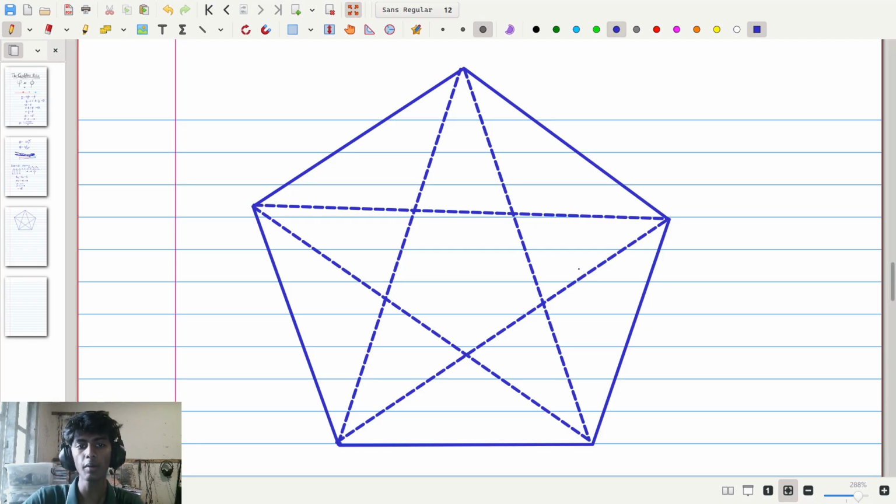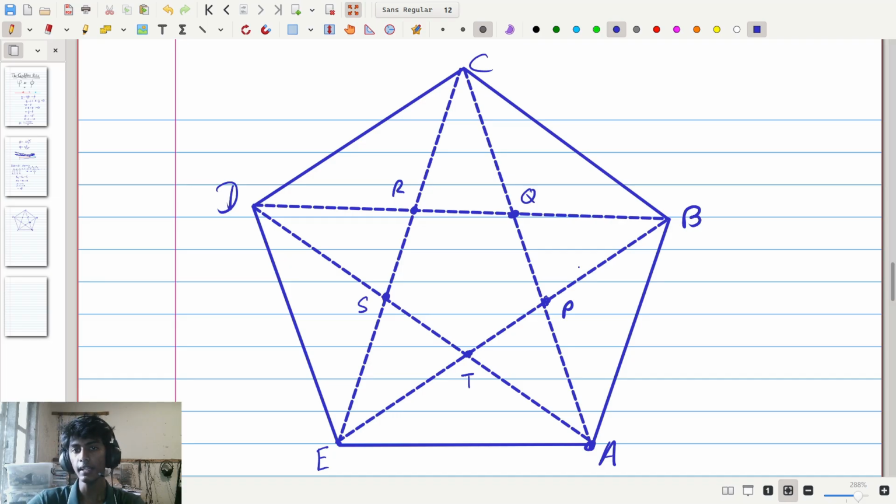So here I'm going to start labeling these points. Let's say we label this point down in the bottom right as A. Then the next point here will be B. This point will be C. This point will be D. And this point will be E. Let's also label the internal intersections. Internally there's an intersection here, here, here, here, and here. We're going to start labeling these as P, Q, R, S, and T.